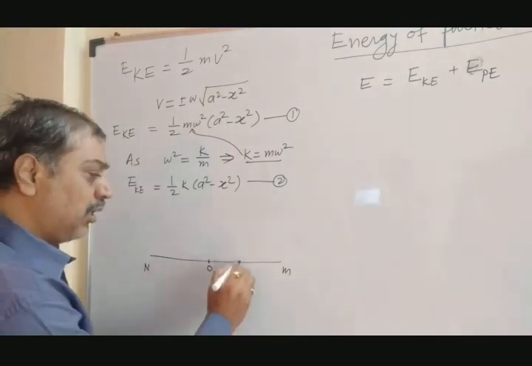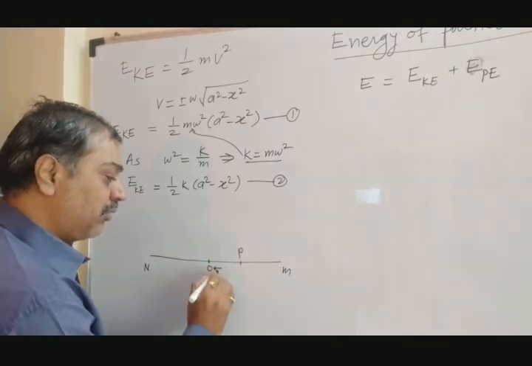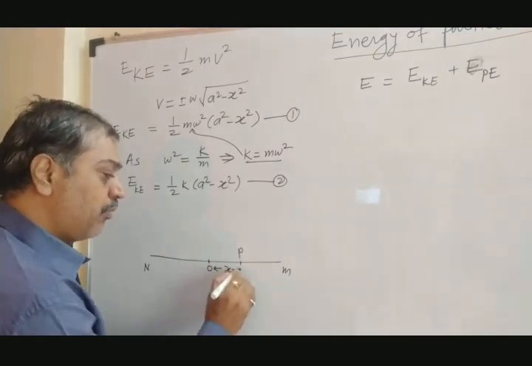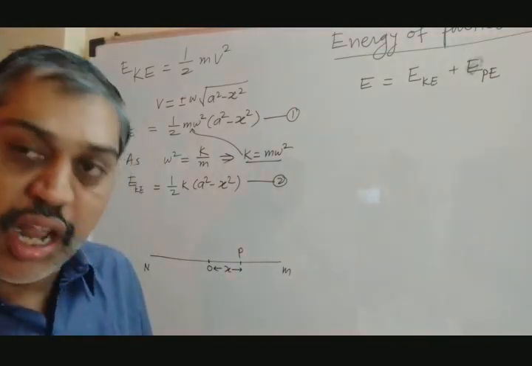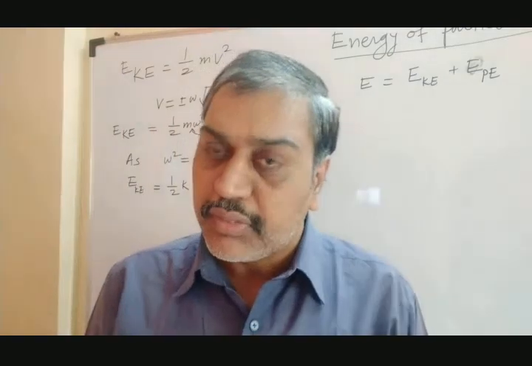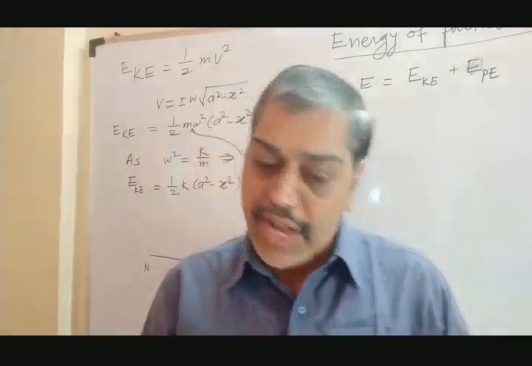At some instant, the position of the particle will be represented by P, and the distance of P from O is, suppose, x. So this is a type of simple harmonic motion. Now we have to find out the kinetic energy. We have already found it out. We have to find out the potential energy.